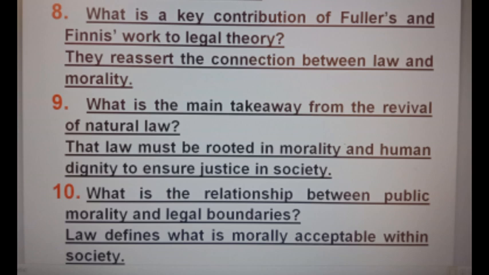What is a key contribution of Fuller's and Finnis's work to legal theory? Fuller and Finnis reassert the connection between law and morality. What is the main takeaway from the revival of natural law? That the law must be rooted in morality and human dignity to ensure justice in society.